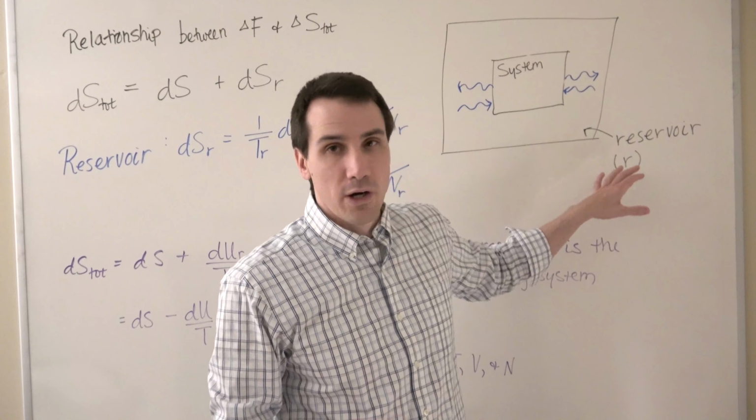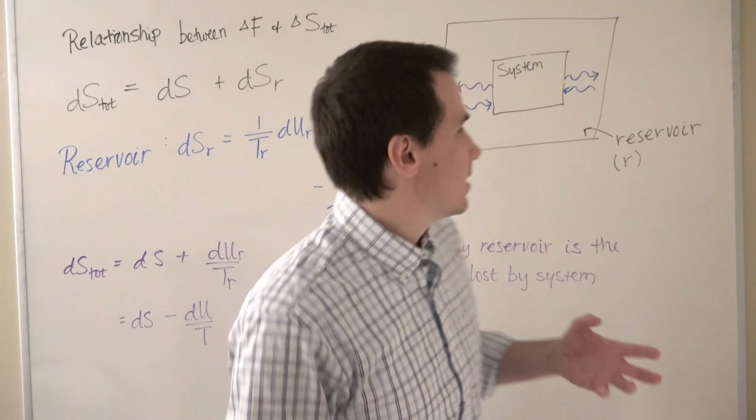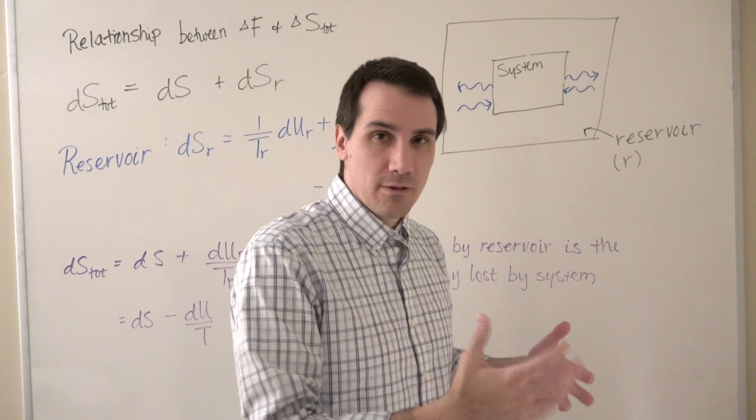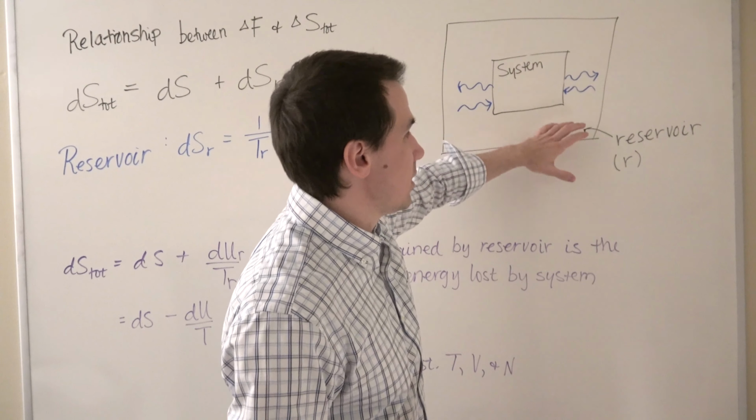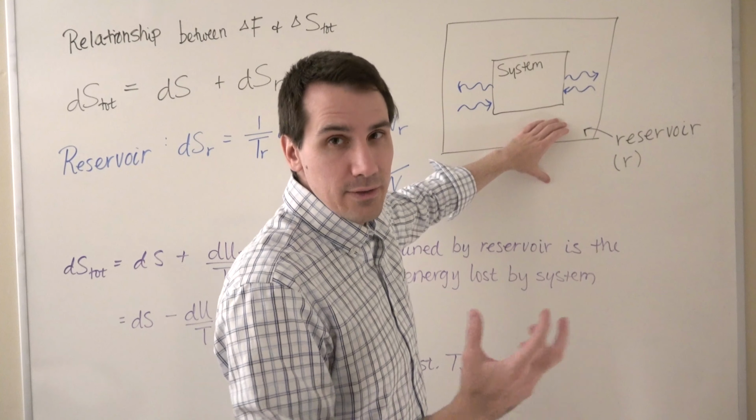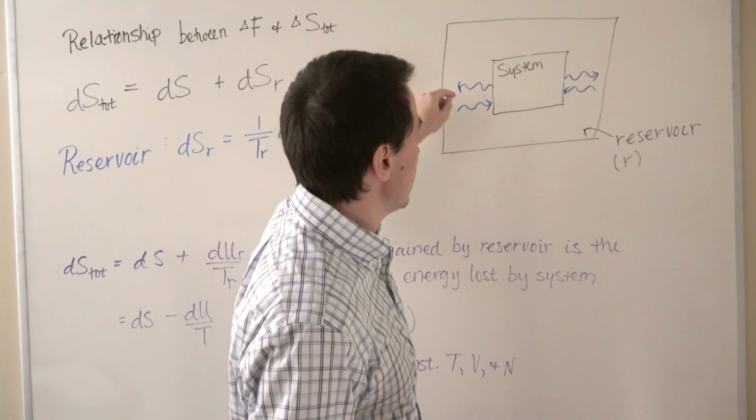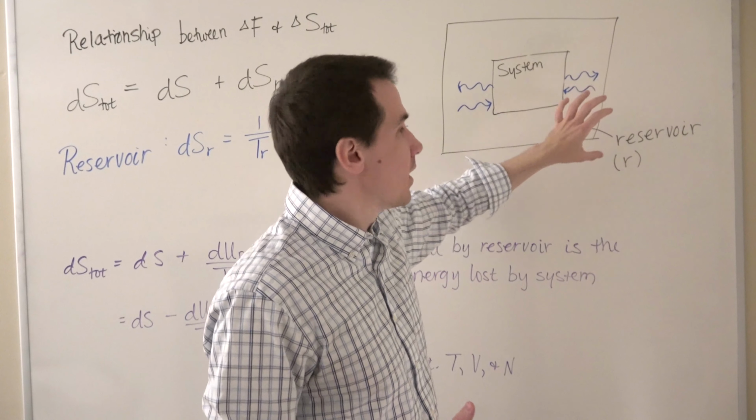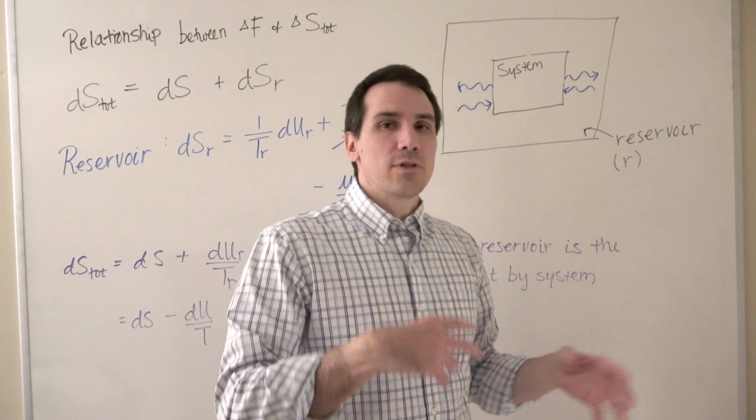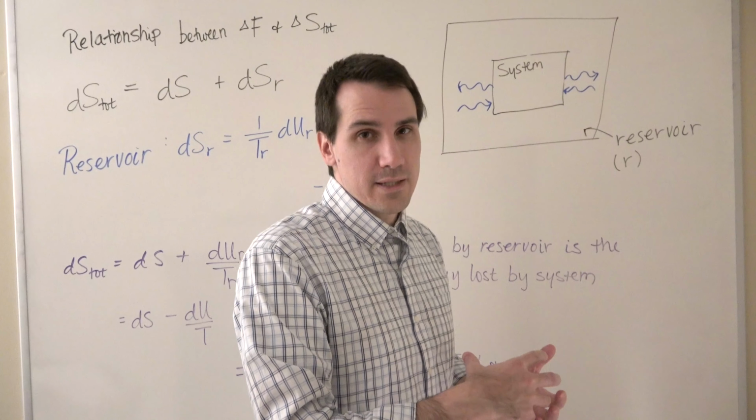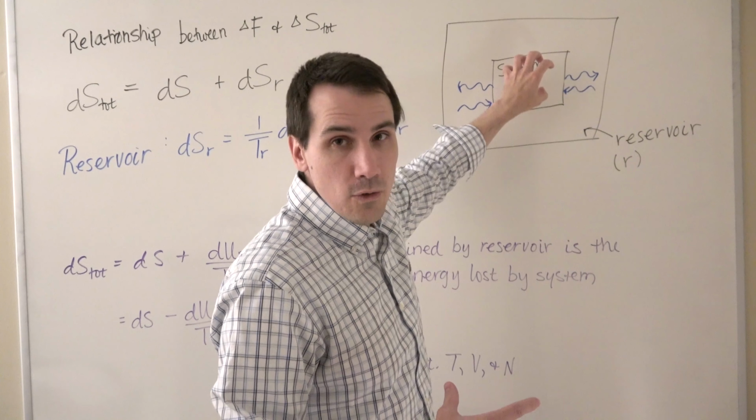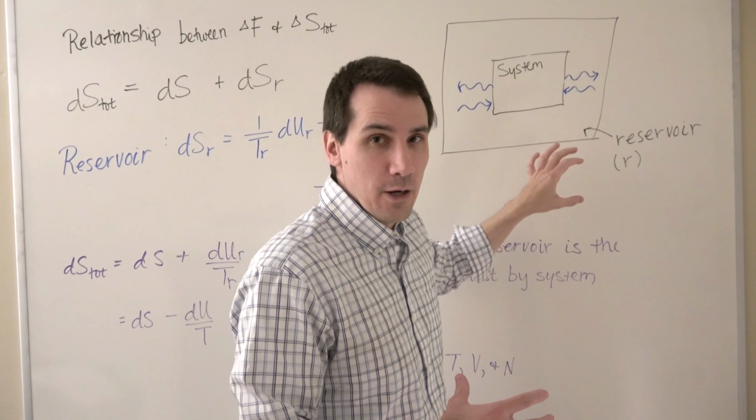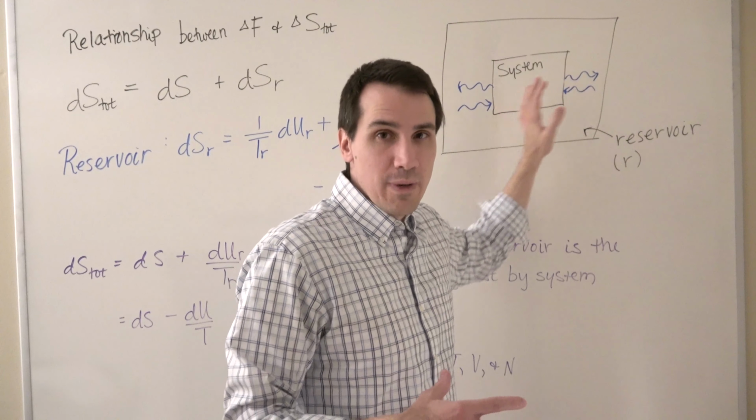So the idea is that we have some system, maybe it's some gas that we are trying to keep track of, and then we have the reservoir outside of it, and the system can trade heat and energy back and forth with the reservoir. What we want to do is see how the change in the free energy of the system relates to the change in the total entropy of the system and the environment as we trade energy back and forth.